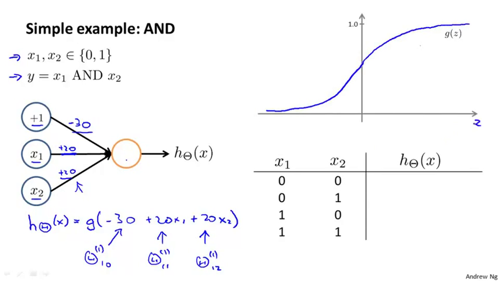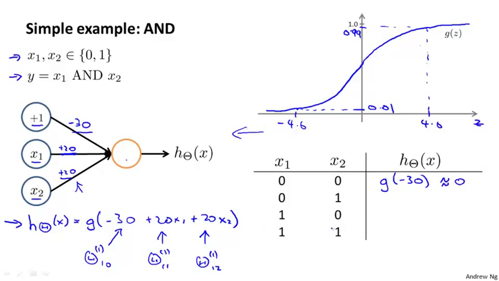To give you some landmarks, if the horizontal axis value z is equal to 4.6, then the sigmoid function is equal to 0.99. This is very close to 1. And kind of symmetrically, if it's negative 4.6, then the sigmoid function there is equal to 0.01. This is very close to 0. Let's look at the four possible input values for x1 and x2 and look at what our hypothesis will output in that case. If x1 and x2 are both equal to 0, then the hypothesis will output g of -30. So it's going to be very far to the left of this diagram, so it'll be very close to 0.